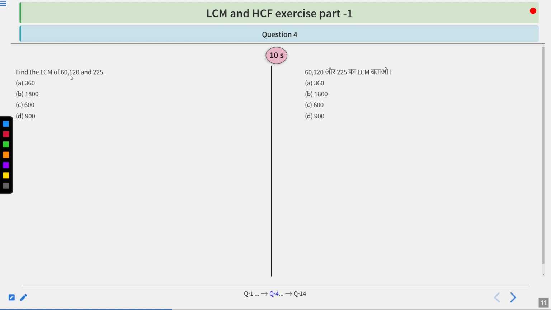Find the LCM of 60, 120 and 225. Options are 360, 1800, 600 and 900. These are the options.